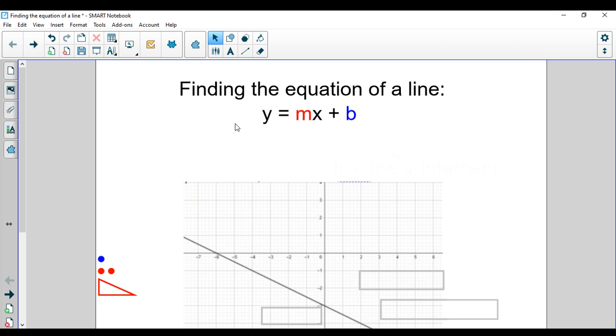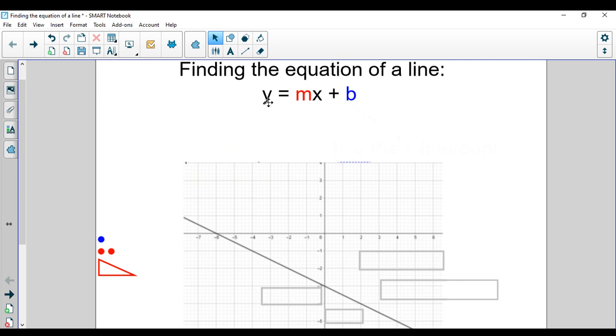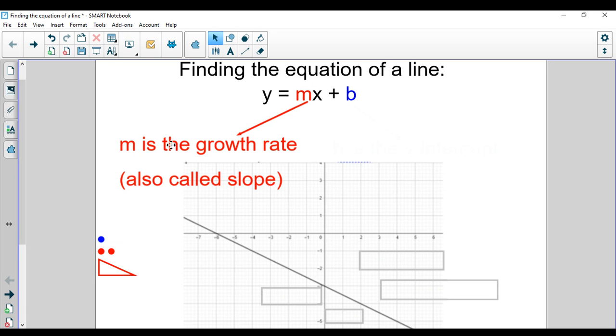This video will help you find the equation of a line when you are given the graph. The first thing that you want to remember is the equation y equals mx plus b, which is also called the slope-intercept form of a line, because the m is the growth rate, which is also called the slope, and the b is the y-intercept.